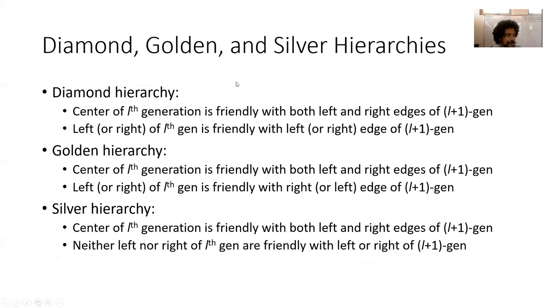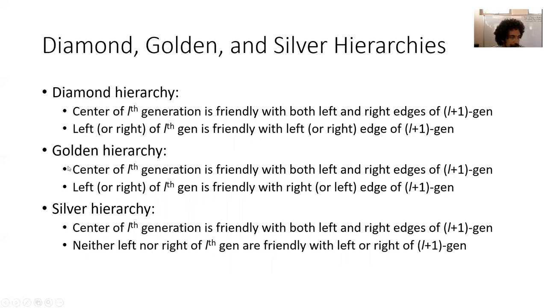So the diamond hierarchy has the center of the L-th generation that is friendly to both the left and right edges of the higher generation. Furthermore, the left or right of the L-th generation is friendly to the left or right edge of the L plus 1 generation. And each of these different hierarchies is going to have a slightly different property. This first property is going to be maintained for all.